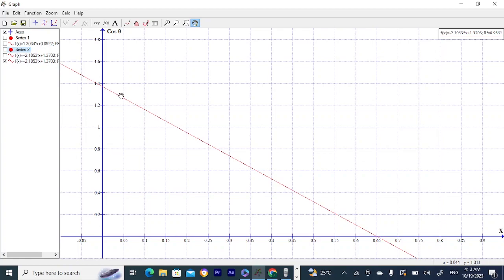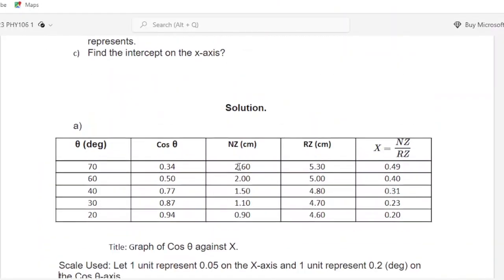For your own graph, use a tight tool and a scale that is convenient for you. For this, I'm using a system, so that's why it's easier for me. If this scale does not suit your graph sheet, you can choose another scale that suits it. At the end, we should still have the same answer, or at least approximately the same answer. All right, what's the next task here?